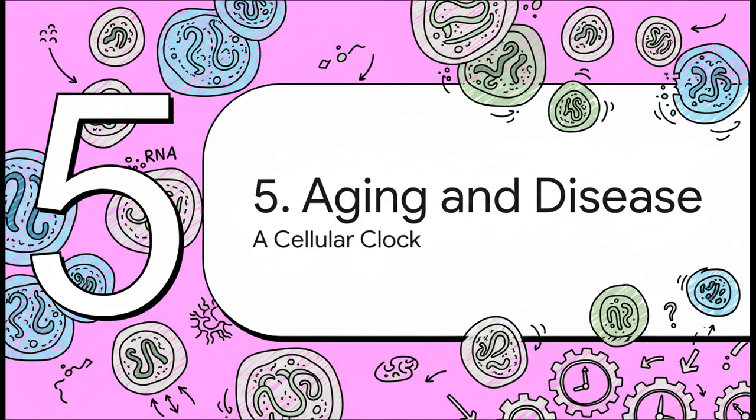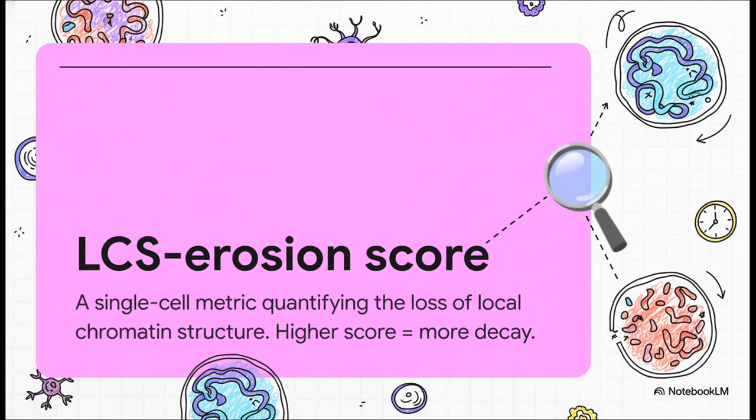What the data revealed was a high degree of variability in chromatin organization even within a single cell type, and this variability seems to have real functional consequences. To quantify this variability, a new metric was developed, the Local Chromatin Structure Erosion Score, or LCS erosion score for short. This score essentially boils down all the complex chromatin contact data from a single cell into one value. It's derived from the curve that plots how often different parts of the chromatin interact based on their distance. A higher LCS erosion score basically means a greater loss of that local, short-range chromatin structure. Cells with high scores are termed LCS eroded.